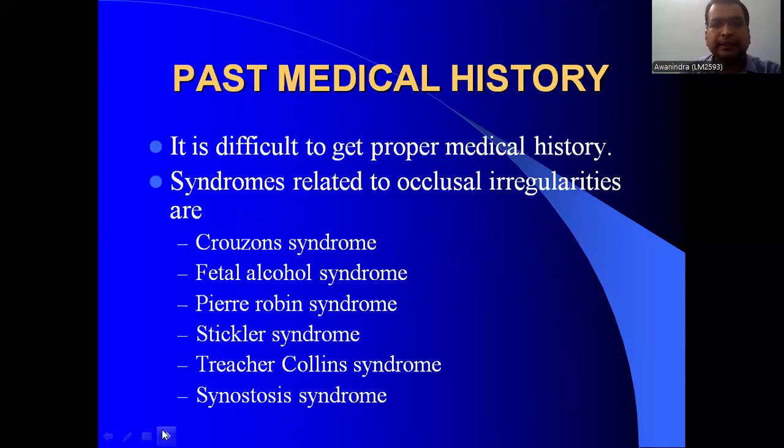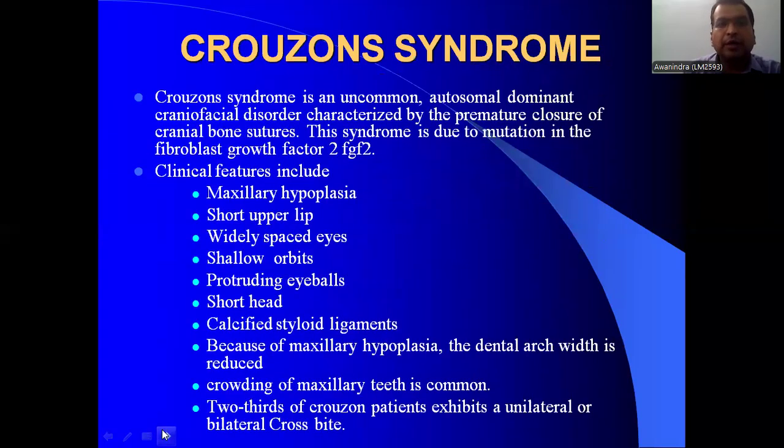Past medical history. It is difficult to get a proper medical history, so we need to collect the information from the patient, like different syndromes which affect occlusion: fetal alcohol syndrome, Pierre-Robin syndrome, Treacher-Collins syndrome, synostosis syndromes. We know that Crouzon syndrome is an uncommon autosomal dominant craniofacial disorder characterized by the premature closure of the cranial bone sutures, and the syndrome is due to mutation in the fibroblast growth factor receptor 2, FGFR2 gene.